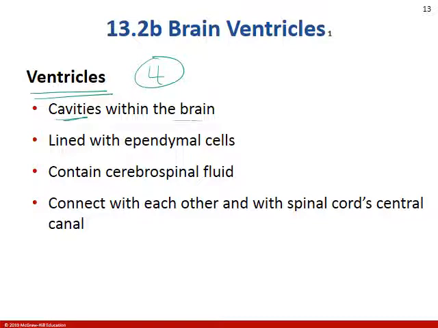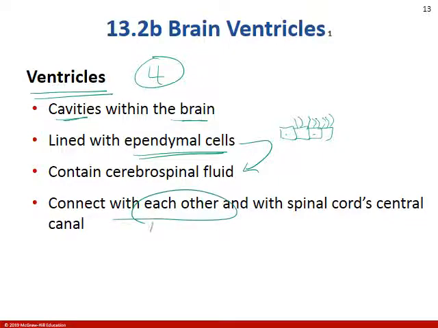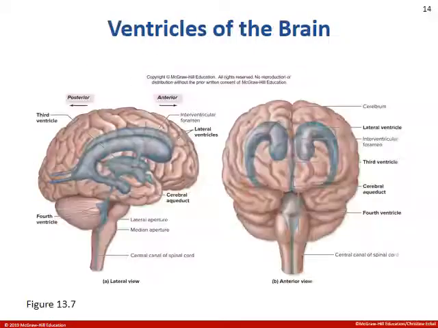So these are cavities within the brain. They're lined with those ependymal cells. Remember we said those ependymal cells help create cerebral spinal fluid? Remember they were those cube-shaped and they had kind of little cilia hanging off of them, right? And then these all connect with each other. So all 4 ventricles connect with each other and then drain towards the spinal cord's central canal.